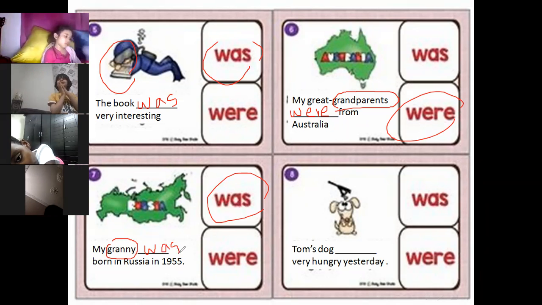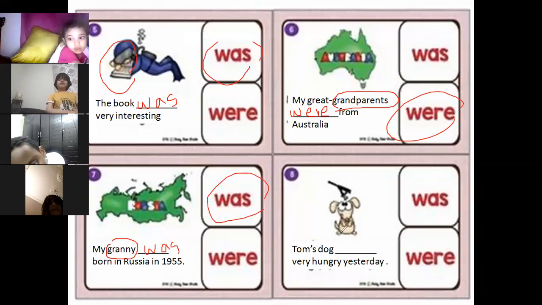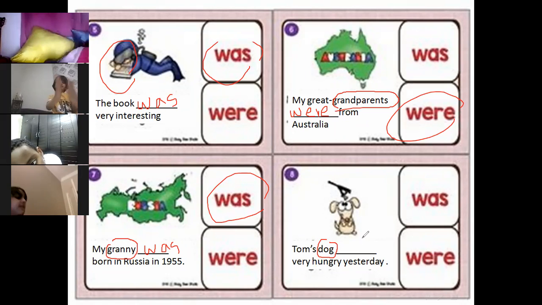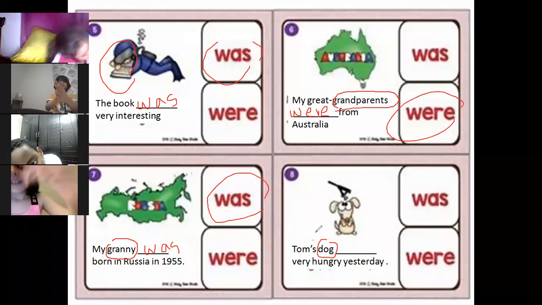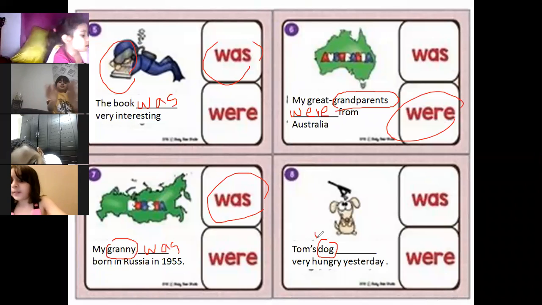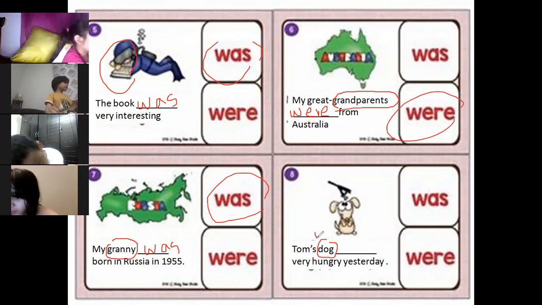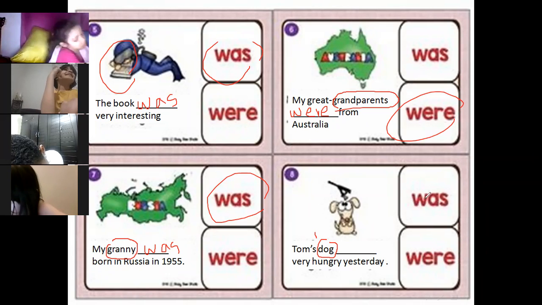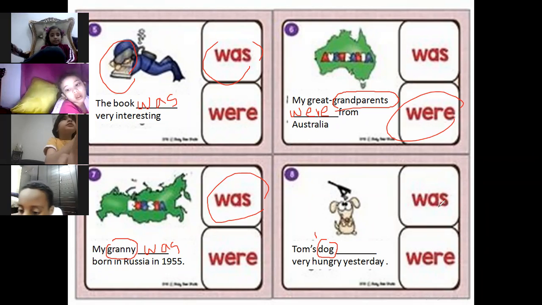Lina, are you here? Lina? Yes, I'm here. Tom's dog, it's only one dog, very hungry yesterday. Was or were very hungry? Yes, Lina. It's only one dog. Singular. Was or were? Only one dog. Okay. What will we use with the singular subject? Was or were? Was. Excellent. So we're going to choose it and write was.